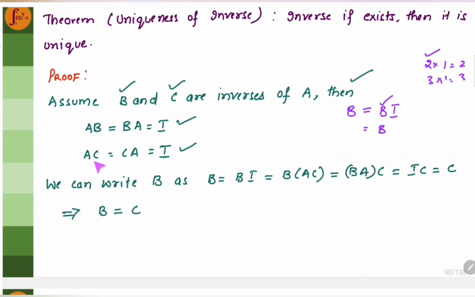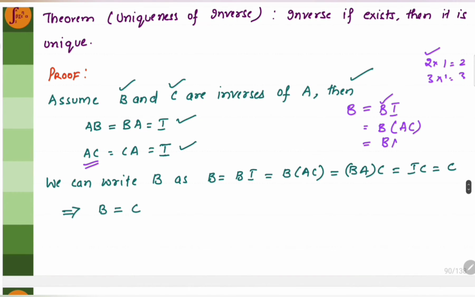I is nothing but A into C. Can we write I is equal to A into C? Because we just said that A into C is equal to C into A is equal to I. So instead of I, we'll write A into C. Now we will rewrite this B into A into C, and group this B into A.